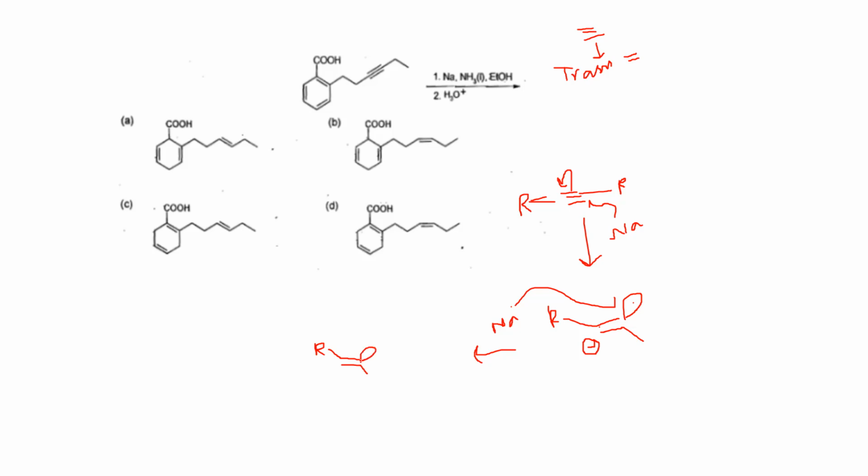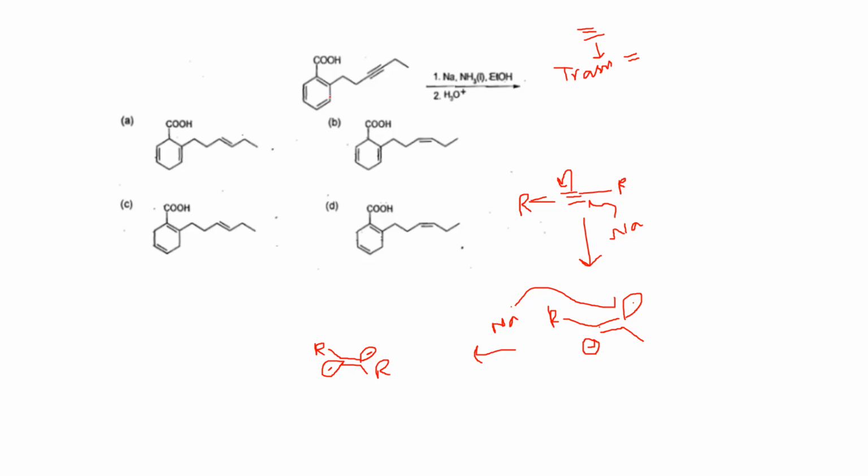There is a negative center, there is also a negative. Now if both are on the same side, there will be a huge repulsion between these two, so they should be placed opposite to each other. Because of that, we always get a trans double bond.